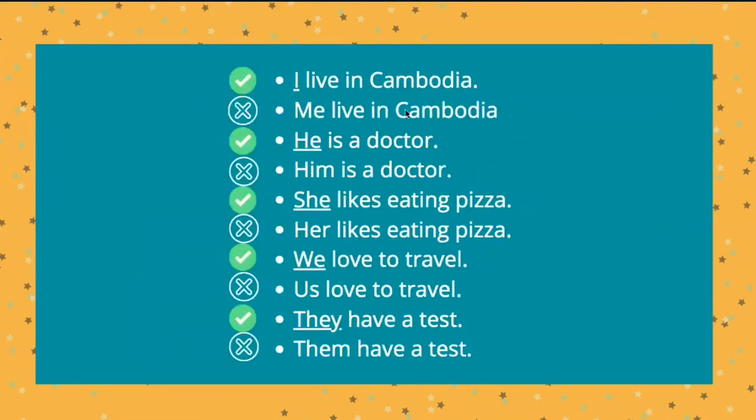Another example here: I live in Cambodia. That's correct. You cannot say me live in Cambodia. That's totally wrong. He is a doctor. That's correct. Him is a doctor. No, him is an object, so you cannot put it before the verb is. That's wrong. She likes eating pizza. That's correct. Her likes eating pizza. That's wrong. We love to travel. Correct. Us love to travel. That's wrong. They have a test, and then them have a test. I hope by now you can identify the difference between subject and object pronouns.